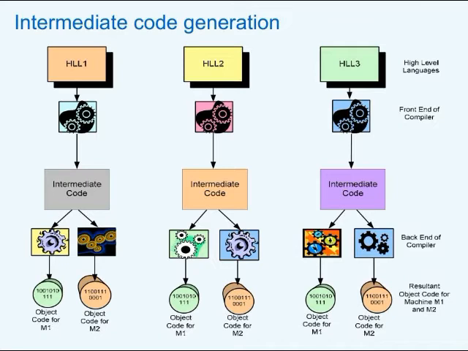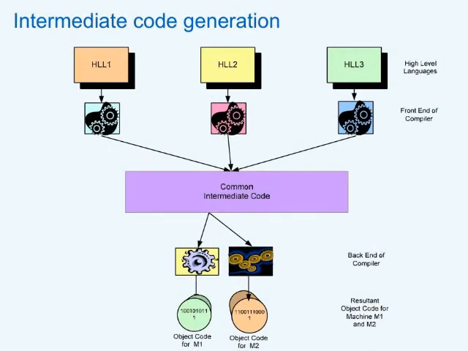So, the amount of work required to create the compilers for the different machines will reduce. Not only that, for 3 different high level language programs we need to generate these things, but this part remains the same. Once you get the intermediate code, that can be converted for this machine, and that can be converted for that machine. So, this part can be made programming language specific, and this part can be made machine specific. With this, intermediate code generation is reducing the effort of creating the compiler.